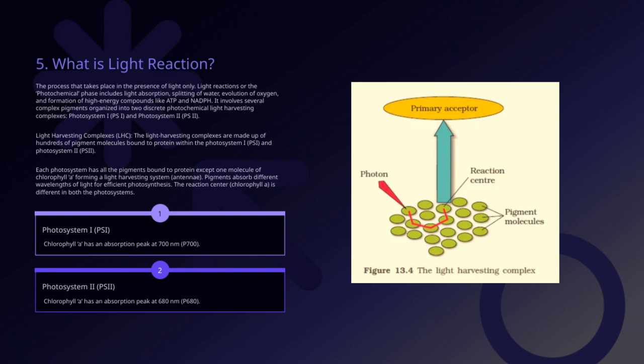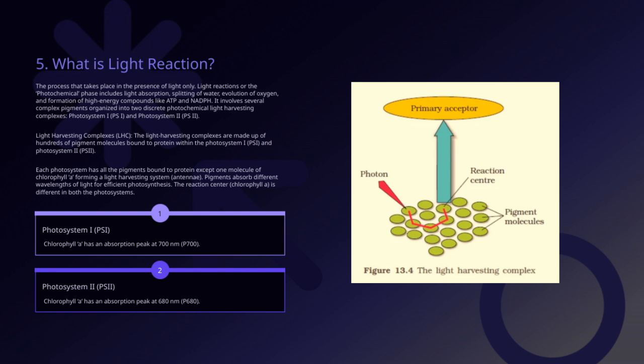or the photochemical phase. During this phase, we see several critical steps: light absorption, the splitting of water molecules, which releases oxygen, and the formation of high-energy compounds like ATP and NADPH that power the next stages of photosynthesis. In essence, these light reactions are fundamental because they harness light energy to produce the energy carriers that fuel the entire process of converting sunlight into chemical energy.